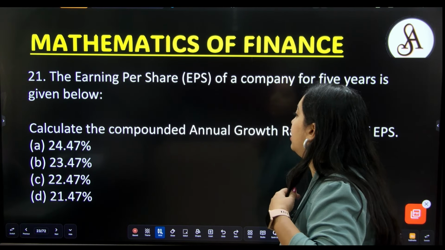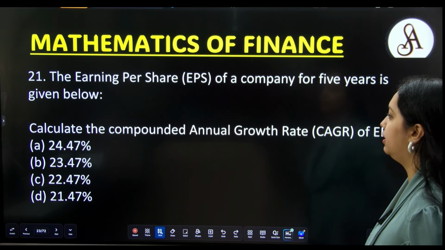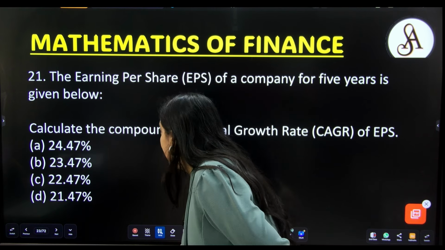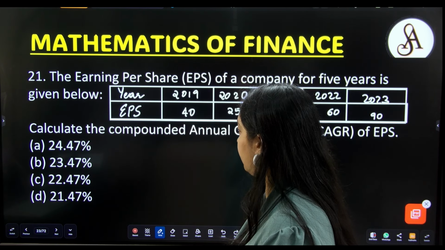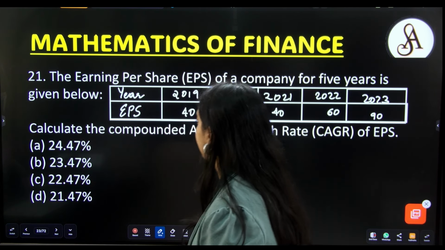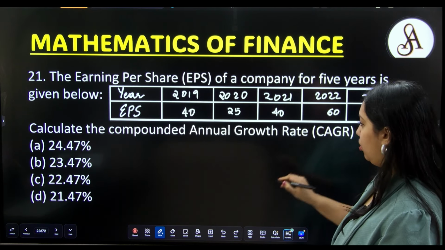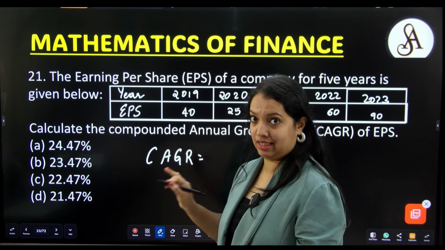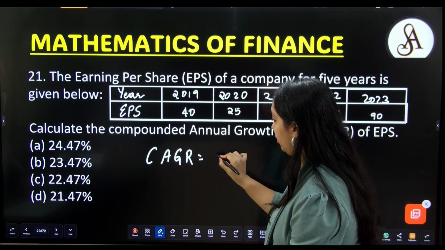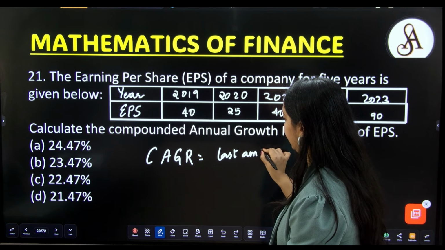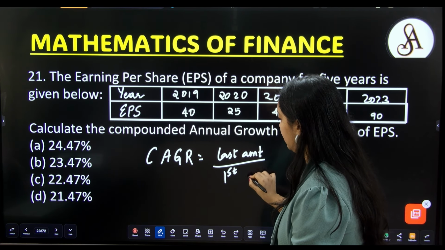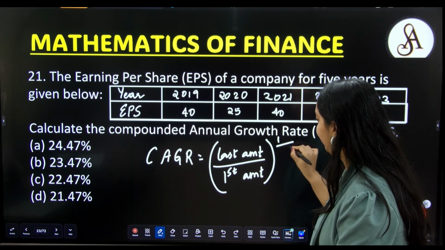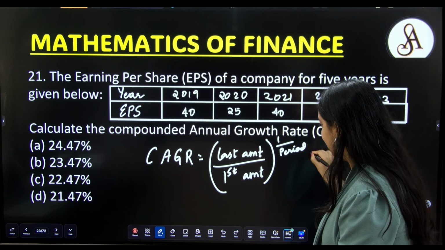earning per share of a company for 5 years is given below. Calculate the compound annual growth rate of this EPS. I think some information is missing in the question. Yes, this information was missing. They're asking you to calculate CAGR, compound annual growth rate. After 2021, every year ICAI has asked this question. Compound annual growth rate formula is last amount that you see in the question divided by first amount that you see in the question, whole to the power of, be careful over here, power is 1 divided by period that you can consider, minus 1.